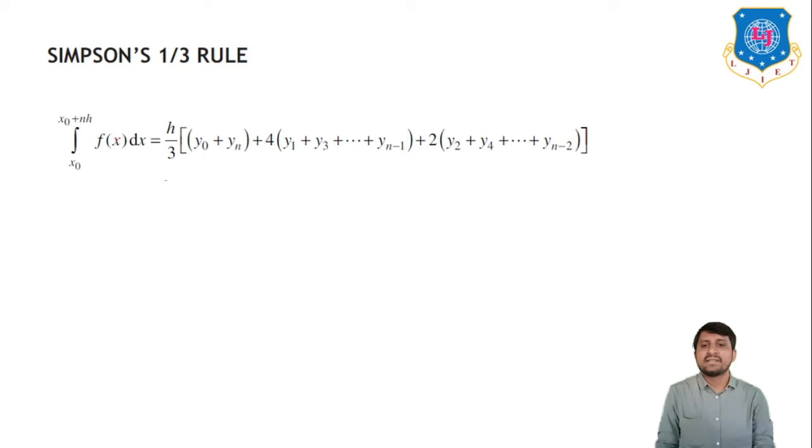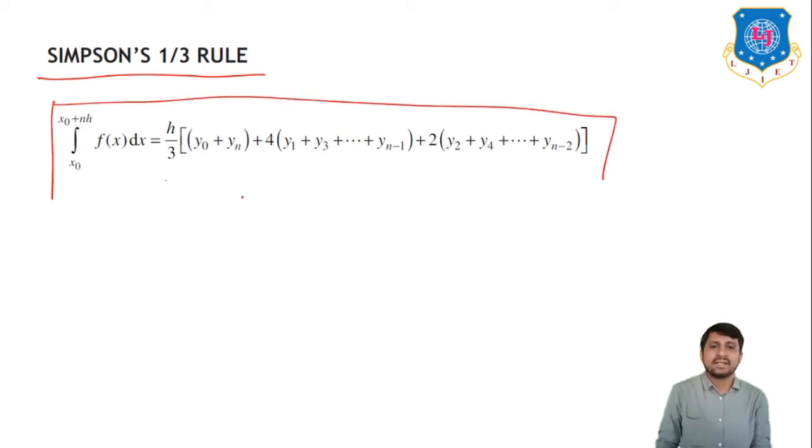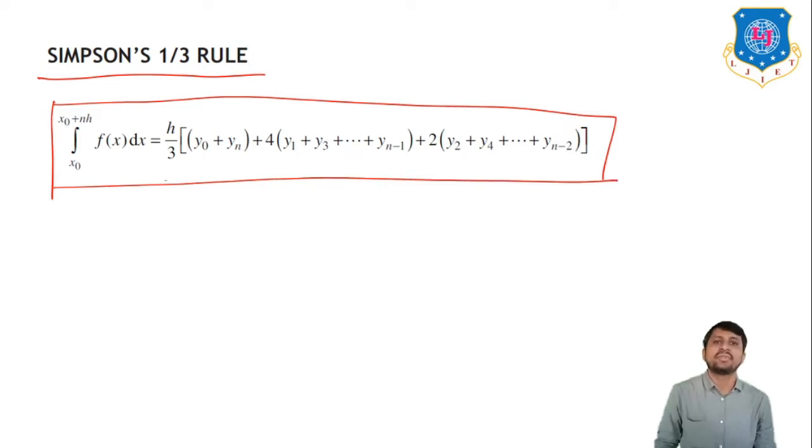So here you can see that this is the formula for Simpson's 1/3 rule. You have to remember this formula directly. The proof is available in the textbook, but proof is not important from the exam point of view, so we are not discussing it here. Integration from x0 to x0 plus nh of f of x dx is equal to h by 3 into y0 plus yn plus 4 into y1 plus y3 up to yn minus 1.